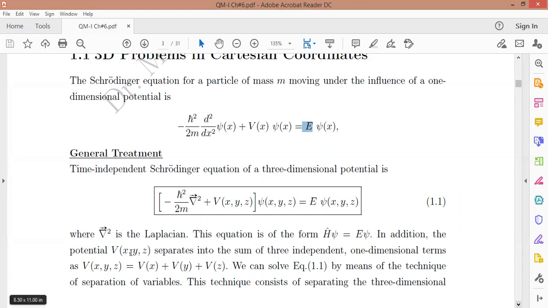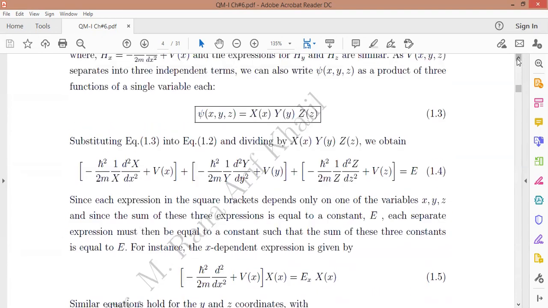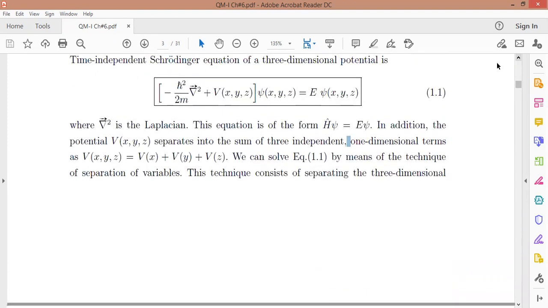Here, the potential can be separated into three variables. It means V(x, y, z) can be written as Vx plus Vy plus Vz. This means the three-dimensional problem can be solved in one dimension independently. This is Vx, the potential in x dimension, this is the potential in y dimension, and this is the potential along z axis.